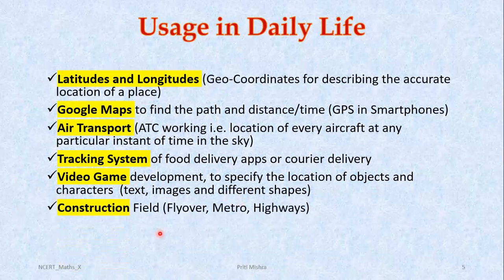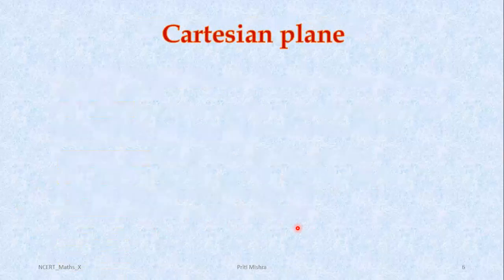In the construction field, we are even using coordinate geometry while making flyovers, metros, and highways. Civil engineers use geo coordinates to find out the paths where flyovers, metros, and highways can be constructed. So these are the very vast uses of coordinate geometry in our daily life.